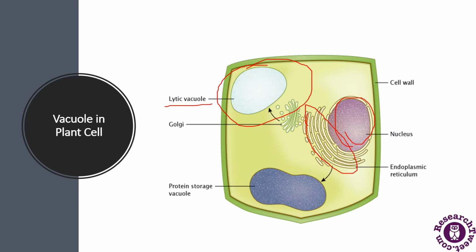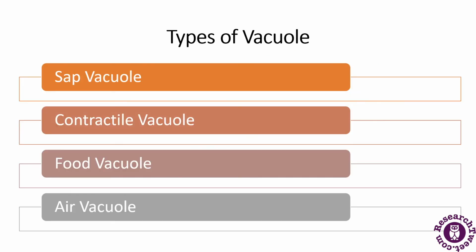So this was about the structure of the vacuole. Now what are the types of vacuoles? There are four types of vacuoles being displayed here: sap vacuole, contractile vacuole, food vacuole and air vacuole. First we will talk about the sap vacuole.